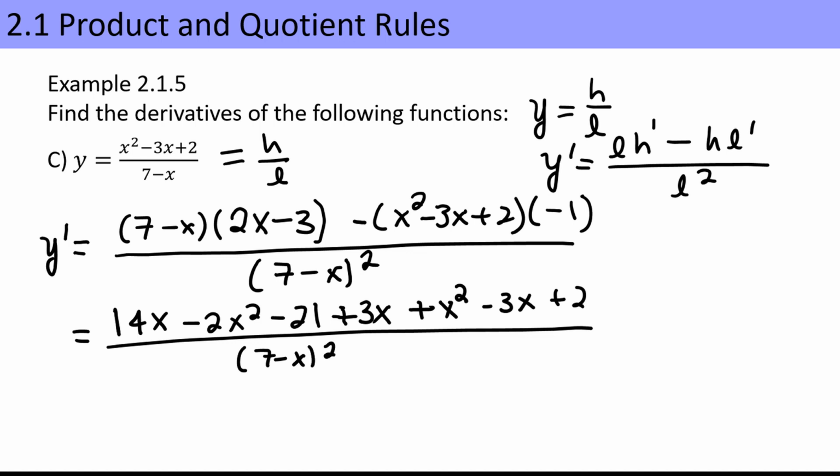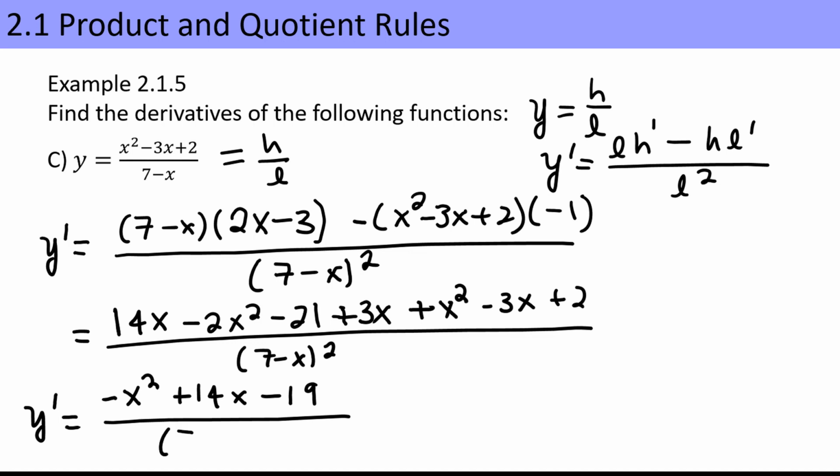Oh, okay, and some of these terms cancel pretty quickly. So let's look at the x squareds. I got minus 2x squared plus x squared, so that's 1 negative x squared remaining. I have a 14x plus 3x minus 3x. The plus and minus 3x's cancel. That leaves me 14x. Then for the constants, negative 21 plus 2, that's a negative 19, divided by the quantity 7 minus x squared.